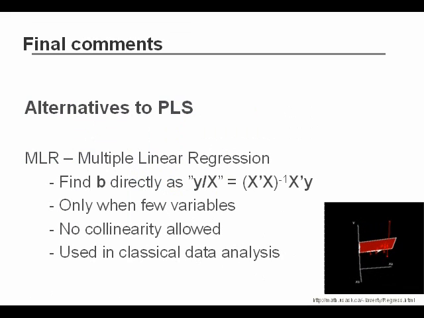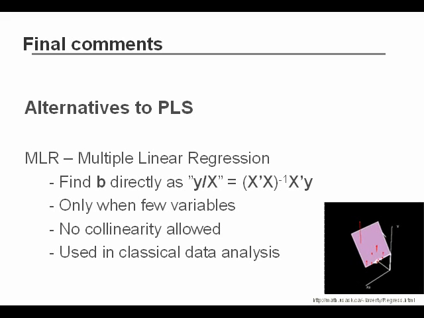Before we end, just a short discussion of some of the alternatives to PLS. First and foremost, we have something called multiple linear regression. In multiple linear regression, you find the regression vector B directly from your Y and X values by simply dividing one with the other. Well, mathematically it's not a division, but essentially that's what it does.